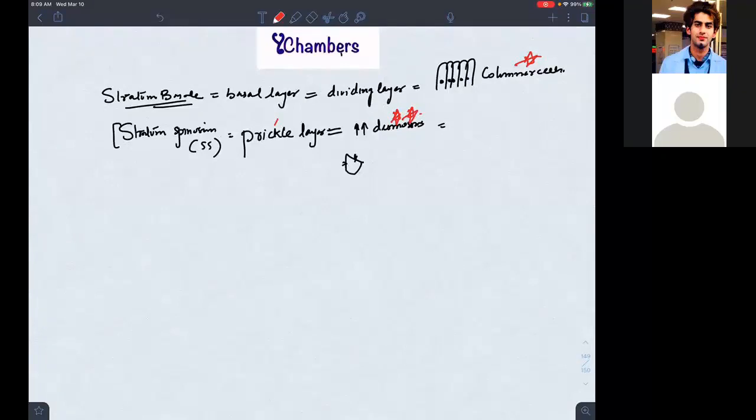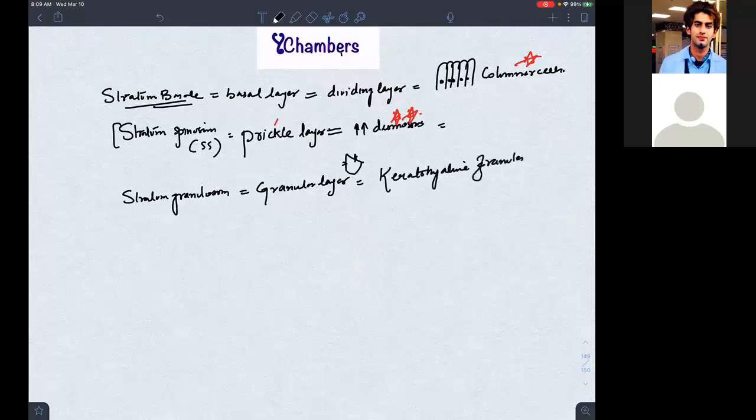Okay. So then we go to SG, the stratum granulosum. This stratum granulosum is the granular layer. I'll be showing you this later in the slides. Why is it called the granular layer? It has some granules. What are the granules called? Keratohyaline granules.